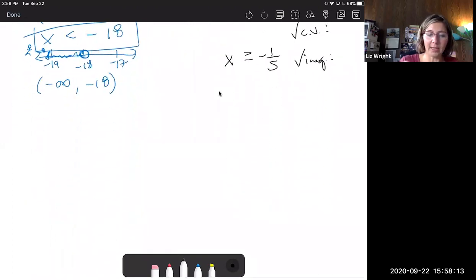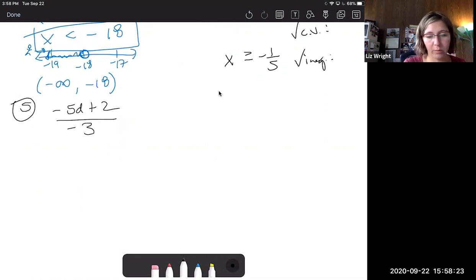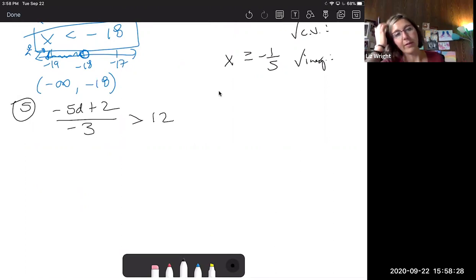And then the one that I would like to do with you is going to be negative 5d plus 2 all over negative 3, which is going to be greater than 12.